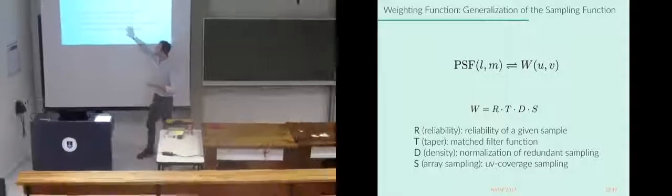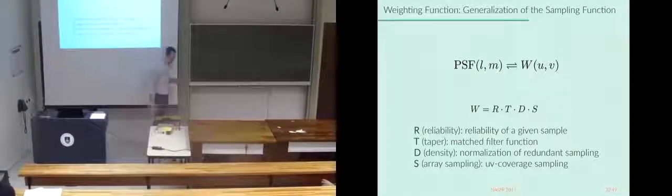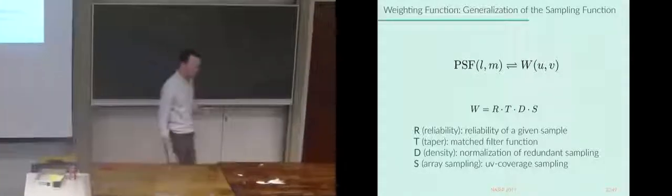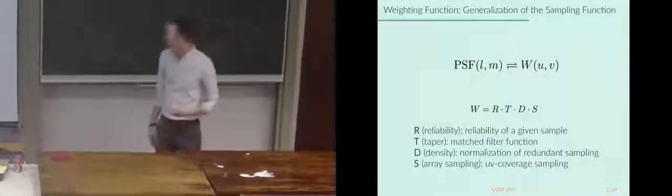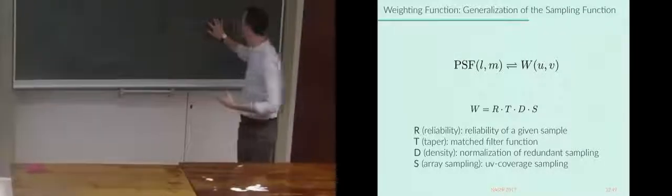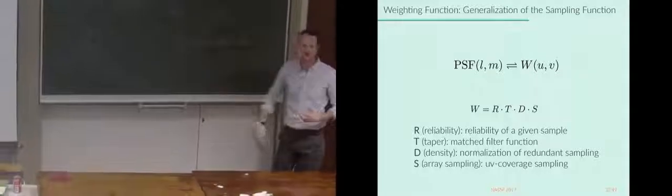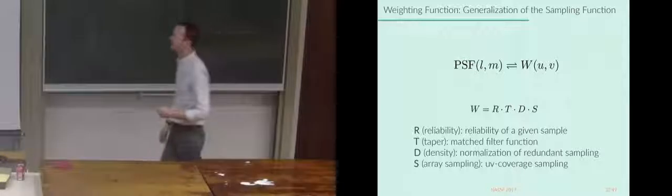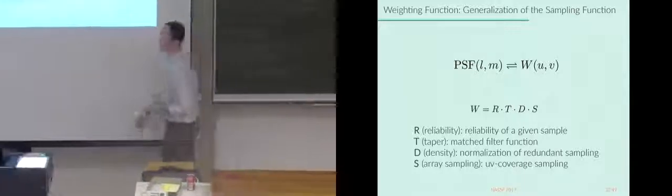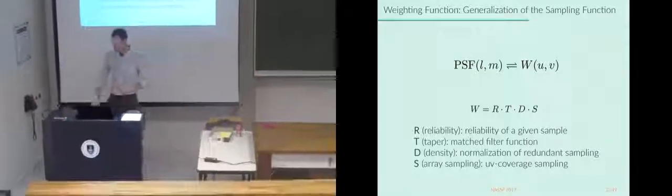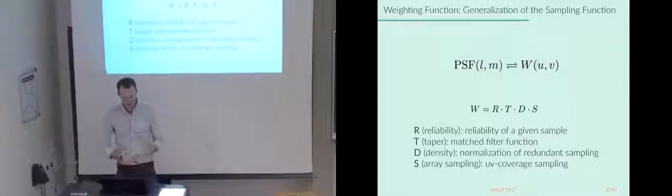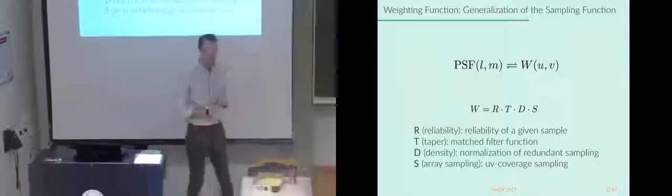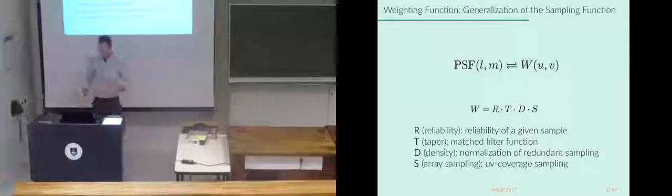This last one, the density function, is quite often what we think of when we think of weighting. Going back to this example, these are different types of density functions. How do you weight the density of the UV sampling? There are two specific cases and a more general case with the density function.